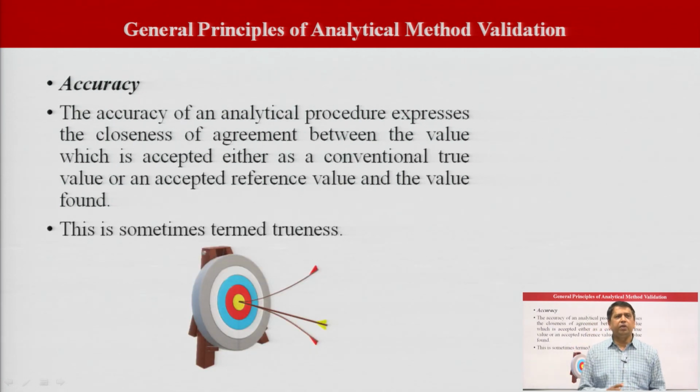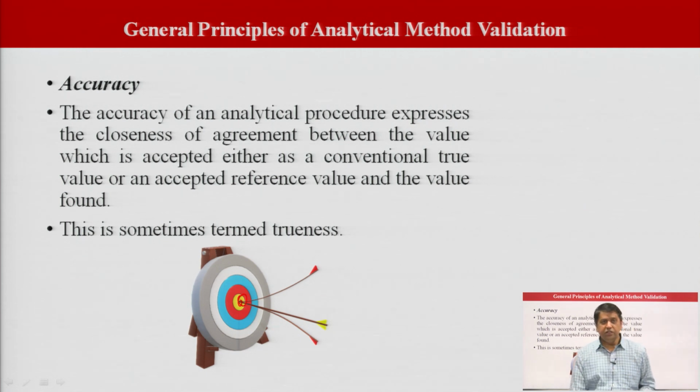The next thing is accuracy. Accuracy of an analytical procedure expresses the closeness of agreement between the value which is accepted either as a conventional true value or an accepted reference value and the value found. This is sometimes also referred to as trueness. As you can see in this figure, all the arrows hit the same area, very close to the target. That means these arrows have hit the accurate target.